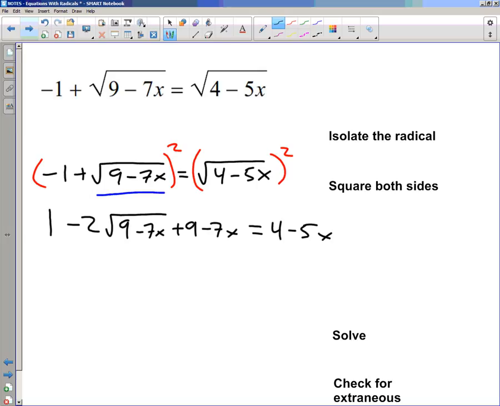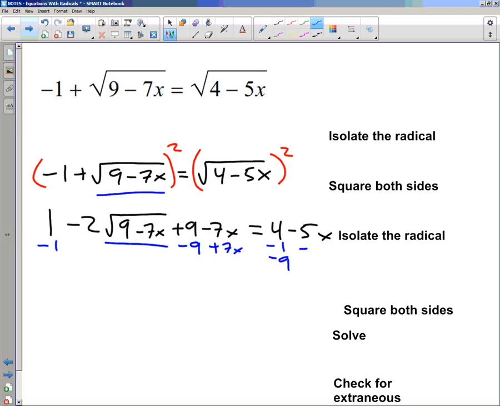Okay, because we still have a radical in our equation, we need to go back and repeat these first two steps. So I need to go back again and isolate the radical. I need to go back again and square both sides before we solve. So I'm going to start by getting the radical by itself here. I want to get this 9 minus 7x by itself. So let's do a little bit of subtraction on both sides. Let's get rid of the 1 and the 9. Let's get rid of that negative 7x by adding 7x to both sides. And let's see where that gets us in our next step.